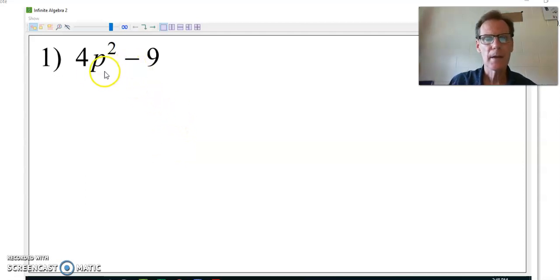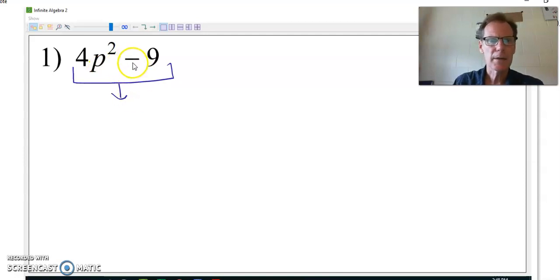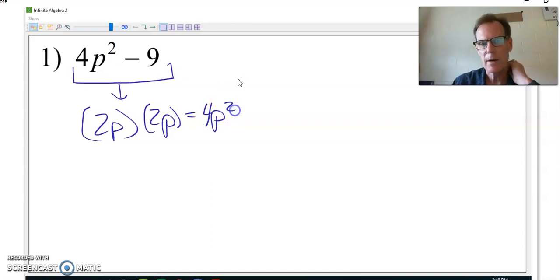So we've got these specialized problems that I'm asking you to factor, and if you miss class, you're going to need to understand that these are what we call the difference of two squares. It's a subtraction problem, therefore the difference, and two perfect squares because 4p squared is a perfect square. In other words, you can say what times what gives me 4p squared? It's 2p. So 2p times itself equals 4p squared.